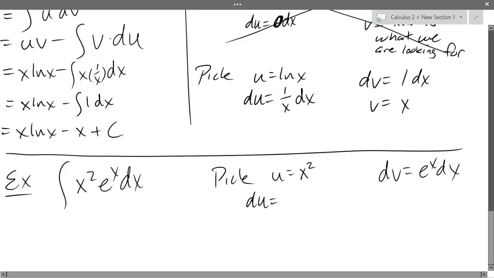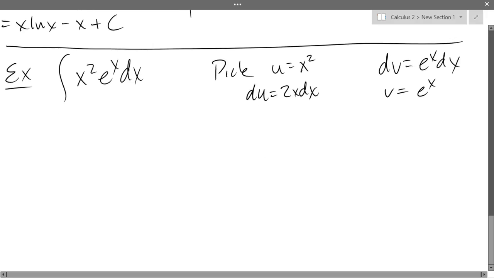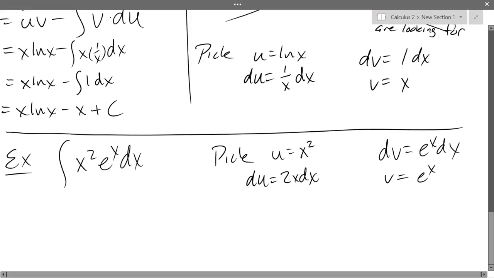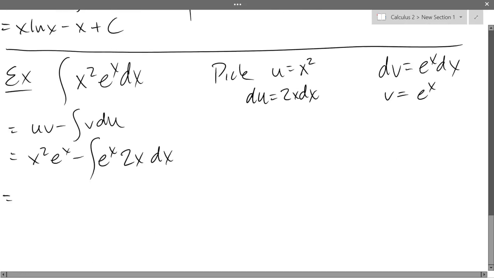So compute du and regular v. So any questions on why that's a good choice? All right, go ahead and make the substitution. So turn this back into uv minus integral v du. So I just brought the negative 2 outside, the constant multiple rule.